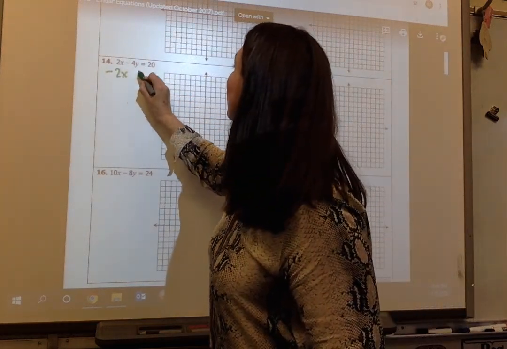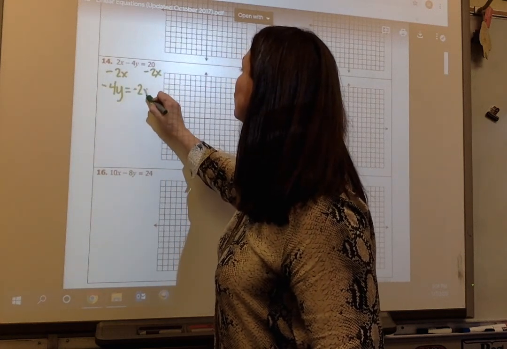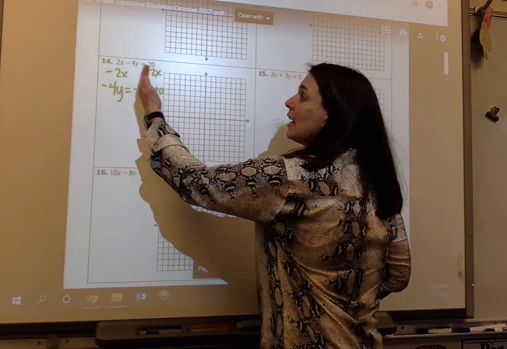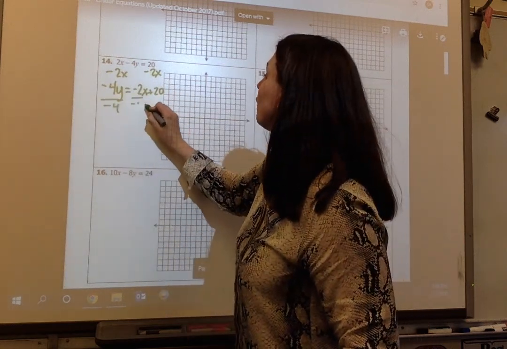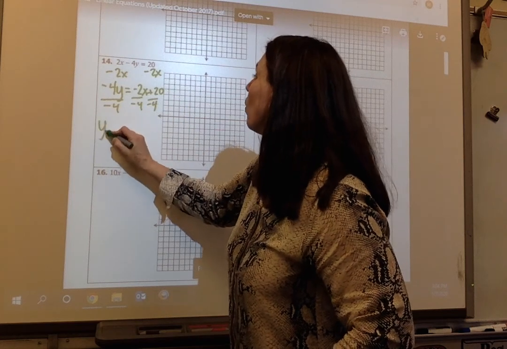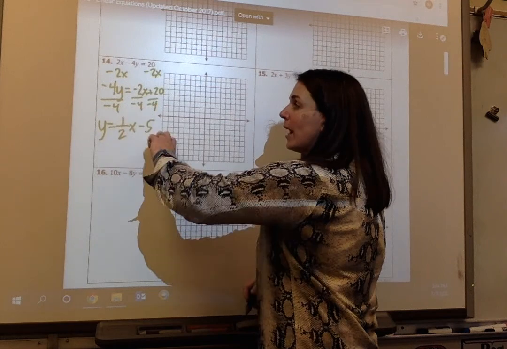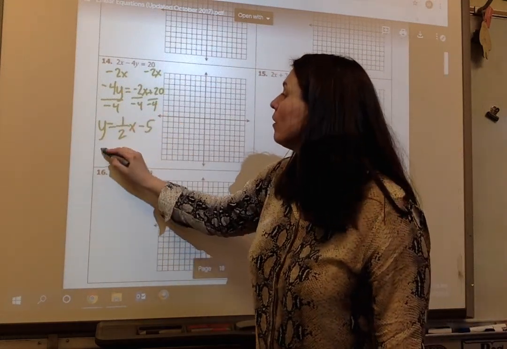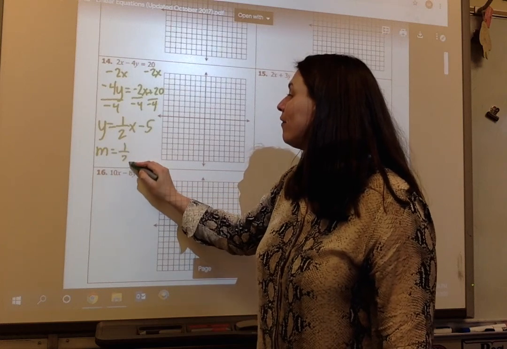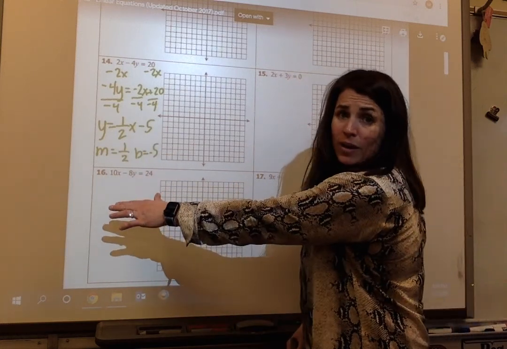I subtract 2x on both sides. I get -4y equals -2x plus 20. All I did, additive inverse on both sides. Now I'm going to divide everything by -4. And I get y equals 1/2 x minus 5. I already went ahead and reduced my fraction right there. So here, my slope is 1/2. My beginning point's -5. Now, it's graphable.